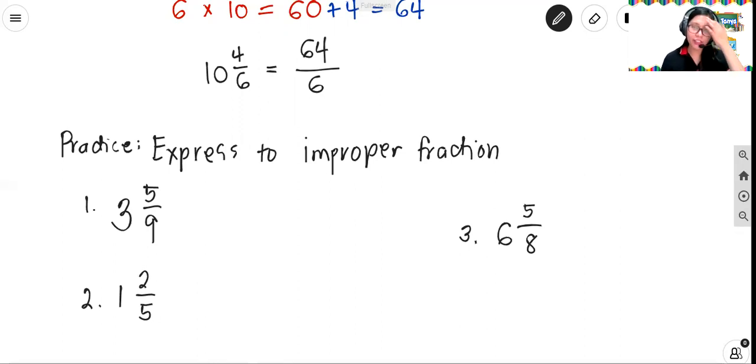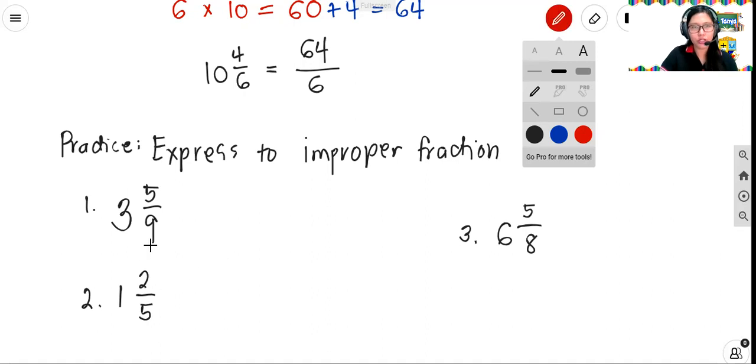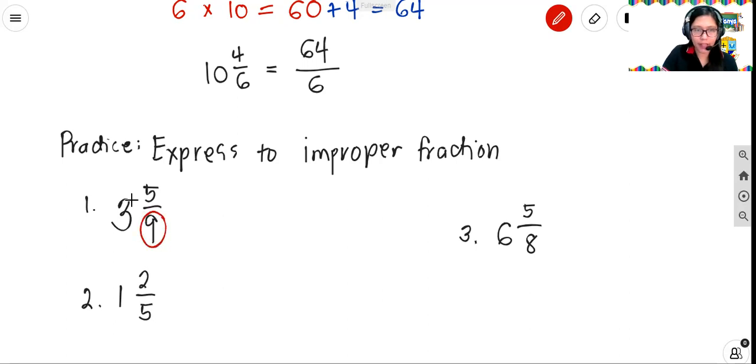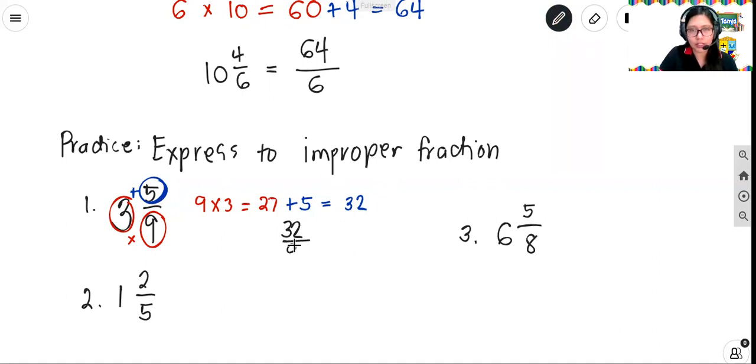Okay, so let us check if your answers are correct. I will be doing the solution. So first, for number 1, 3 and 5 over 9. We multiply 9 and 3. That is equal to 27. And then we will add the answer to the numerator, plus 5. And that will give us 7 plus 5 is 12, carry 1, that's 32. And that will be our numerator. The improper fraction 32, the denominator is 9. So this is our answer.